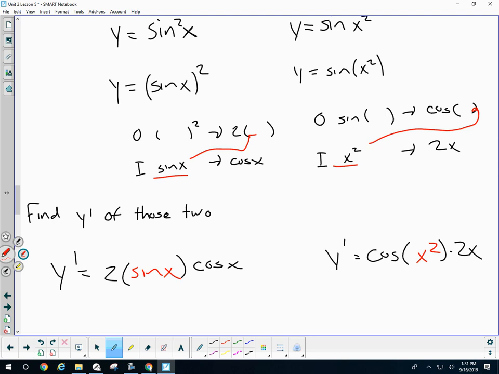2 sine x cos x, cos of x squared times 2x. It's pretty fascinating that these two functions, we can just get the tangent slope generator just like that.